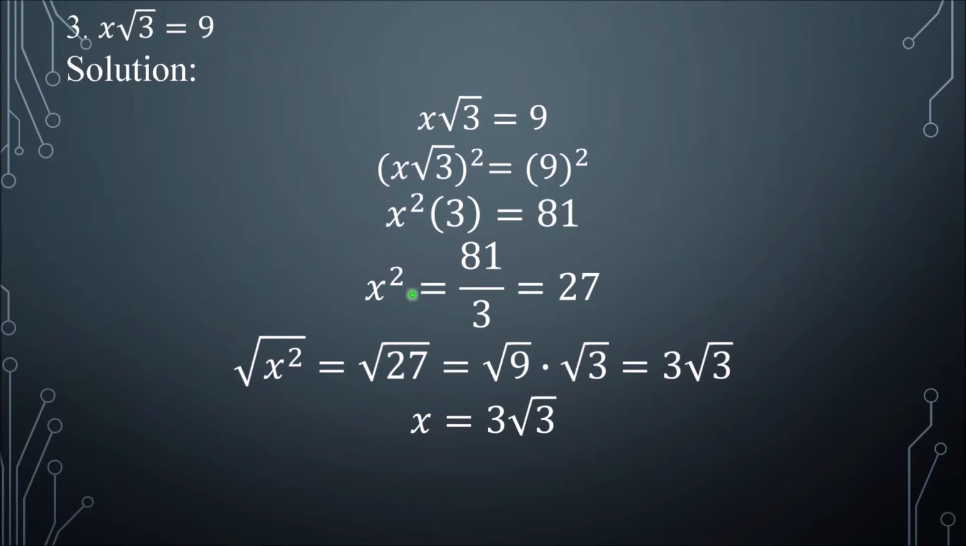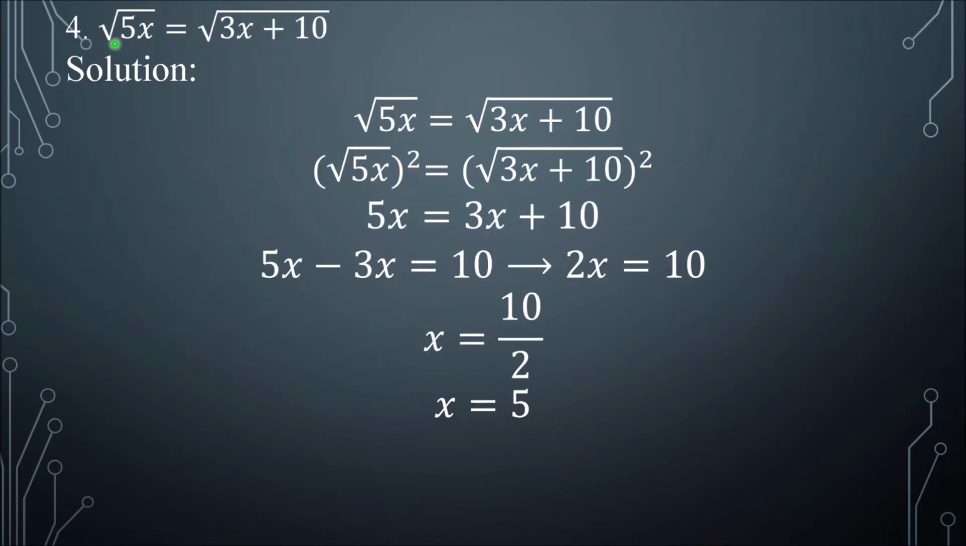Now, to remove this squared, we need to do square root. So, square root of x squared is equal to square root of 27. Now, square root of 27, there is a perfect square factor, which is 9. So, square root of 27 is square root of 9 times square root of 3. Square root of 9 is 3. So that will be 3 square root of 3. So square root of x squared is x. The squared is removed. So the final answer is x is equal to 3 square root of 3.